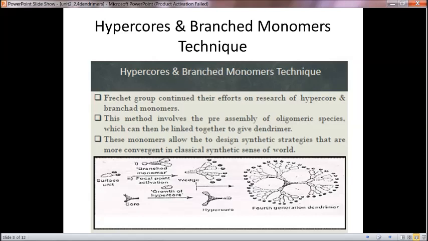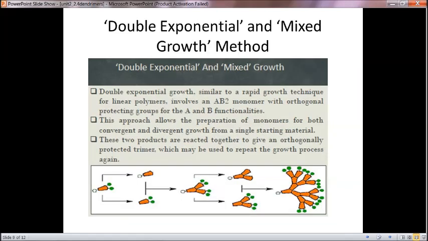Then the double exponential and mixed growth method. In double exponential growth, similar to the rapid growth technique for linear polymers, it involves an AB2 monomer with orthogonal protecting groups for the A and B functionalities. See, a branched element is taken in the dendrimer, that is a surface element is taken, and over that the double exponential technique is applied to make multiple surface elements.